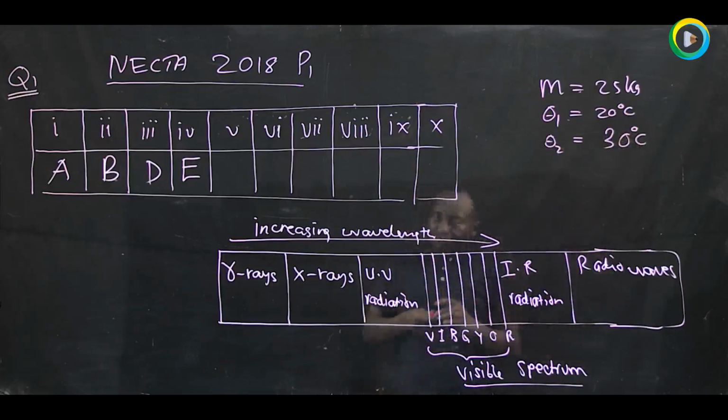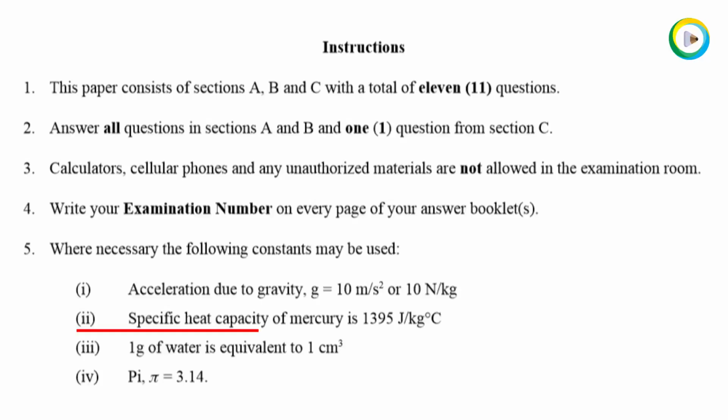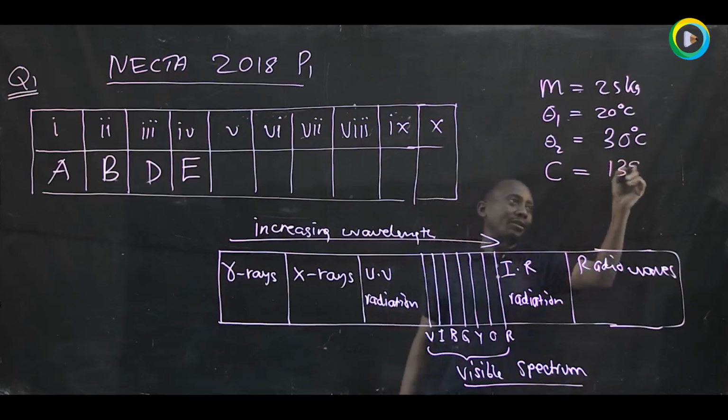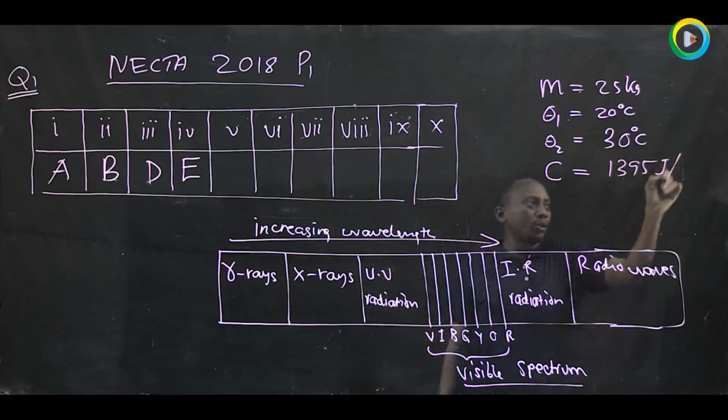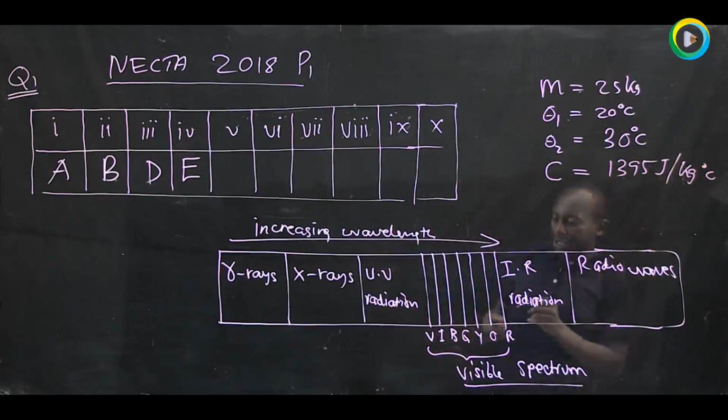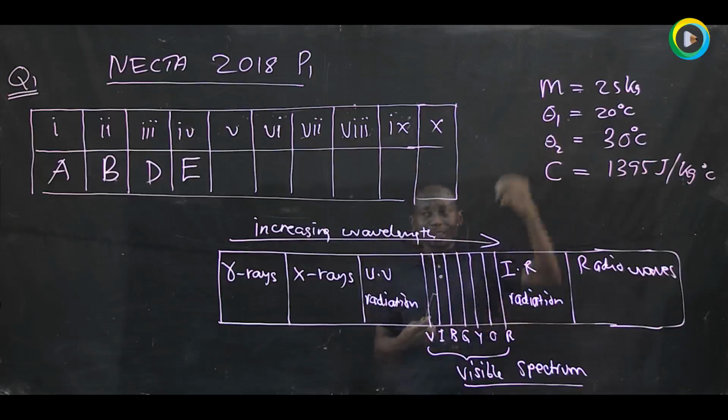Now, in this problem, we must have the specific heat capacity of mercury. This will be given at the front page of the paper. As you can see there at the front page of the paper, the specific heat capacity of mercury is 1395 joules per kilogram degree centigrade.